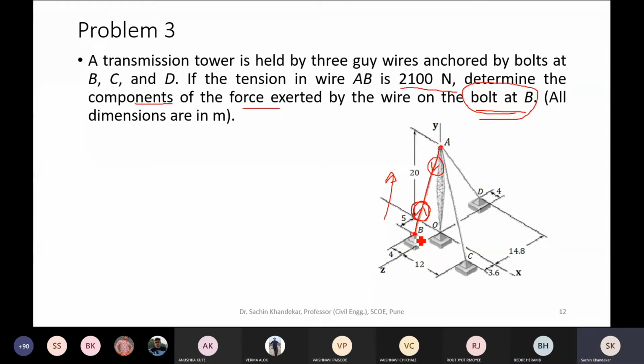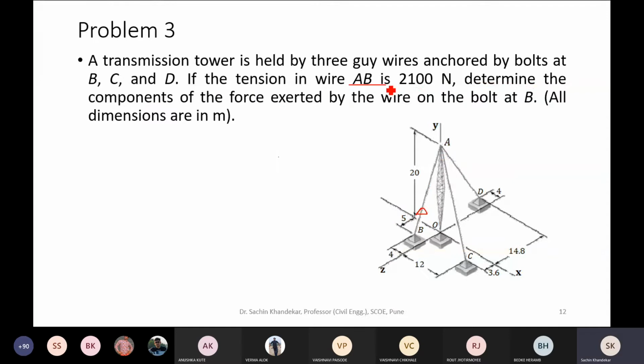Okay, so that means from point B, which is the nearest direction? This one. Okay, so this direction we have to consider. That means the force is acting away from B to A and not from A to B. Very important, very, very important.